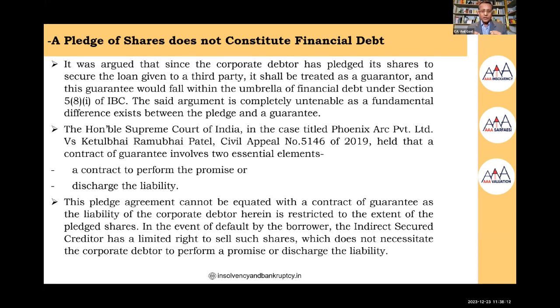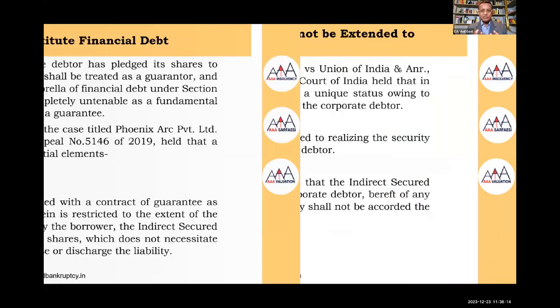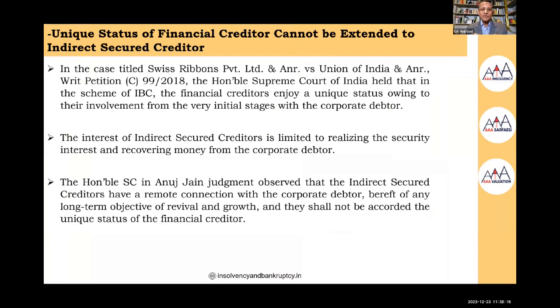Going forward, this particular judgment is discussing that the unique status of financial creditor cannot be extended to an indirect secured creditor. Now, the apex court is trying to differentiate between the unique status of the financial creditor and the indirect secured creditor. For this classification, the Supreme Court has relied upon its own decision in the case of Swiss Ribbon Private Limited and others versus Union of India.